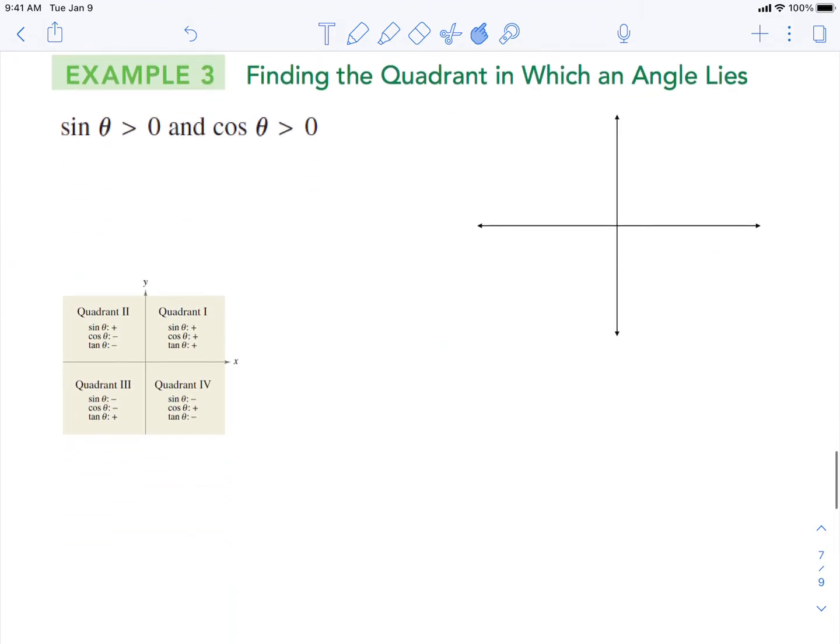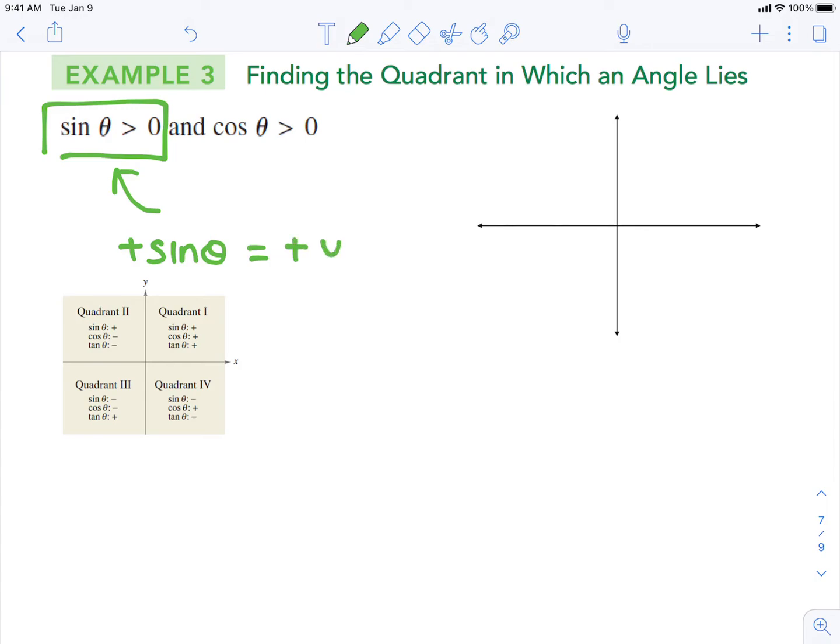All right, so example 3 says, find the quadrant in which this angle will lie. So the first thing we give you is the sine of angle theta is greater than 0. So this means it is a positive sine, which on the ordered pair, it's going to be a positive y. So here's your x-axis and this is your y-axis. So it has to be a positive y in this quadrant and a positive y in that quadrant.